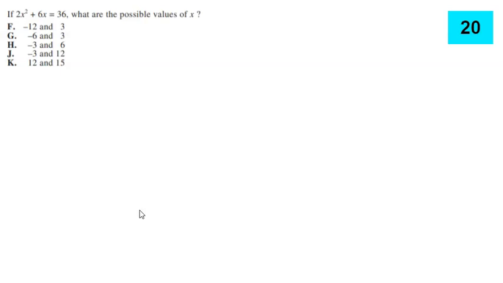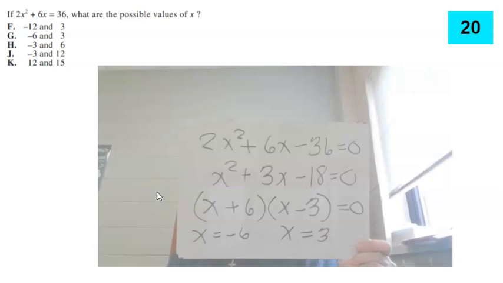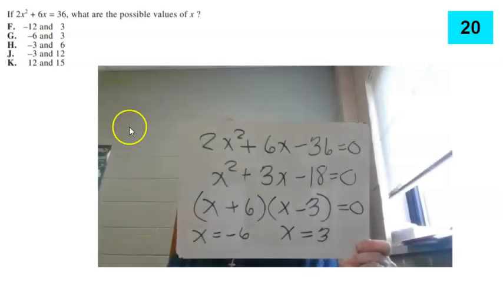If 2x squared plus 6x equals 36, what are the values of x? Well, this is a classic quadratic equation. You have lots of ways to solve it, but for this one, I would factor. Step 1 is to get it equal to 0 by subtracting 36. Then divide out your 2 to get x squared plus 3x minus 18 equals 0. 6 times 3 is 18, so if you use a positive 6 and a negative 3, those add up to positive 3. So those are your correct factors. Set each one equal to 0 and solve, and you get -6 and +3, so the correct answer was G.